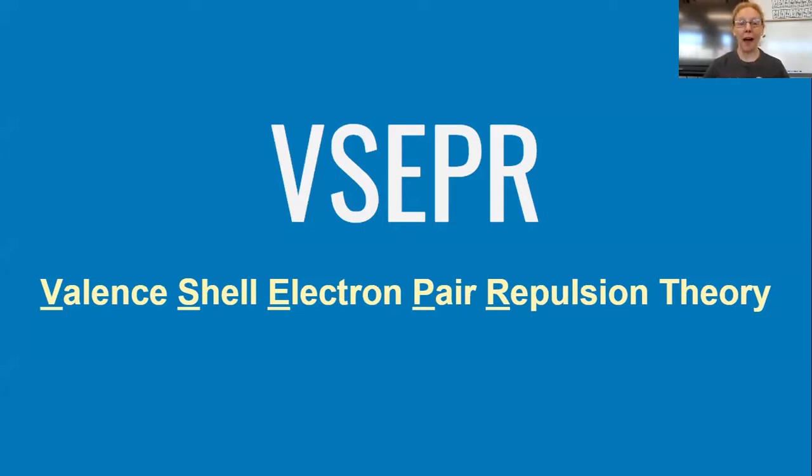This video will remind us of the next step we take after Lewis dot structures. Lewis dot structures are incredibly useful. They allow us to really map how the bonding is occurring. Do we have a single, double, or triple bond? Are there any unshared pairs? Is the octet being satisfied?